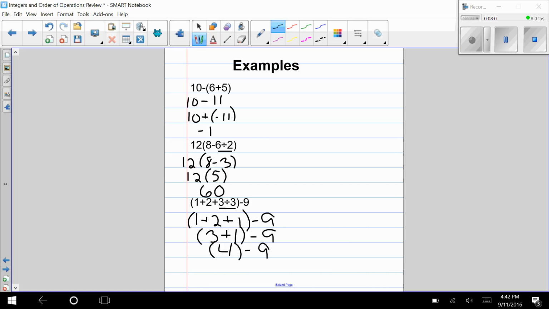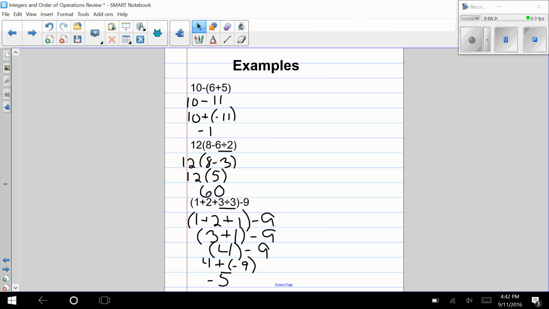And that minus 9. At this point, I do not need those parentheses around the 4 anymore. They are not necessary. So 4 minus 9 we're going to rewrite as 4 plus negative 9. 4 plus negative 9, we have more negatives than positives, so my answer is negative 5.